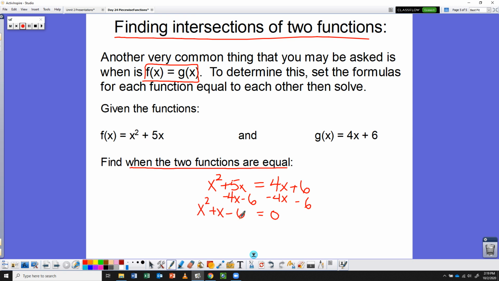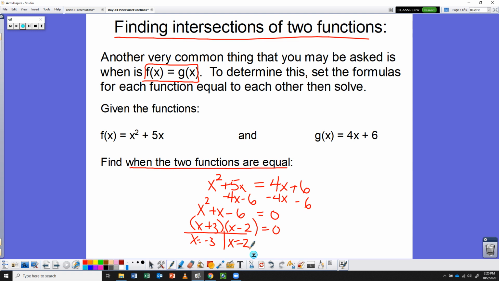Now again, to solve a quadratic, we're always going to rely on factoring first. When we look at this equation, I'm trying to think of two numbers that multiply together to make -6 and add together to make 1. So those factors would be x plus 3 and x minus 2. And if those are your factors, that means your answer is going to be x equals -3 and x equals +2. So these are the x values that make our functions equal to each other.